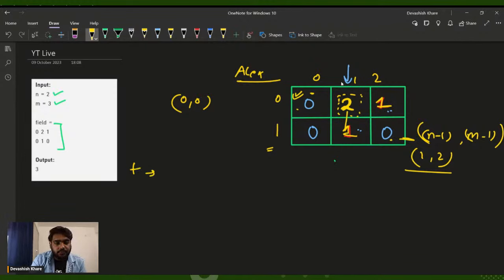Our task is to provide the minimum number of steps needed for going from here till here. So guys, have you understood the question? Tell me in the chats, have you understood the question? Plus one in the chats if you have understood the question well.